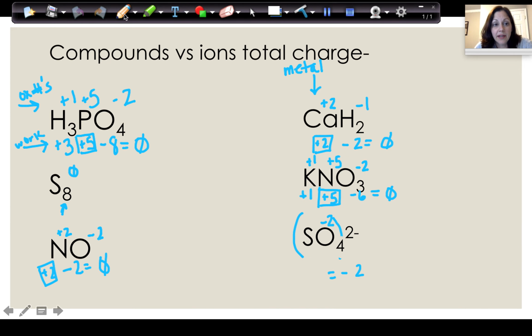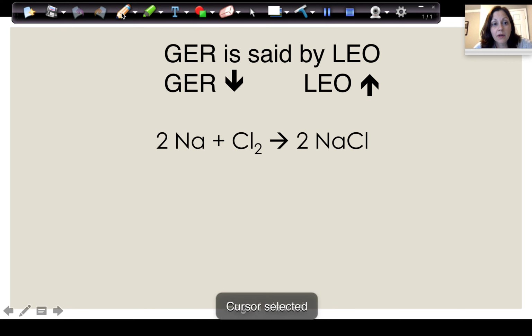So the next thing we're going to introduce is that GER is said by LEO. We're going to define that gaining electrons is reduction and the oxidation number will decrease or go down. Losing electrons is oxidation and the oxidation number will increase, because if we're gaining something negative, the charge becomes more negative. If we're losing something negative, the charge becomes more positive.